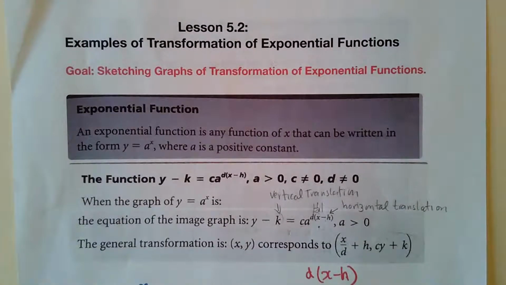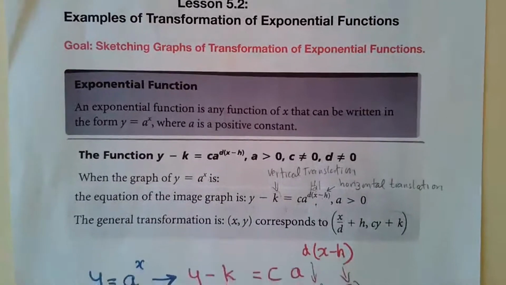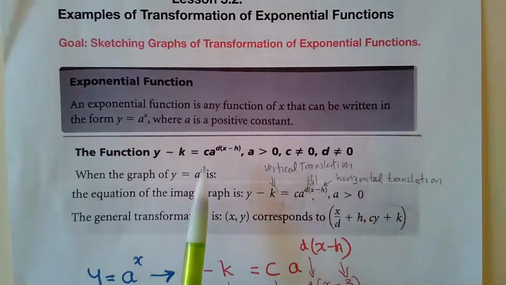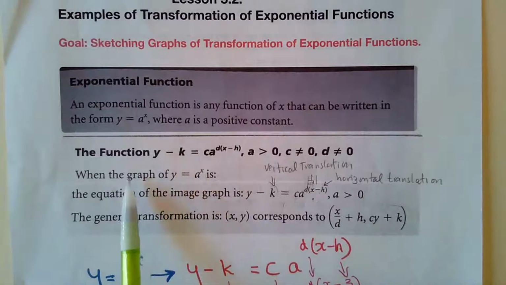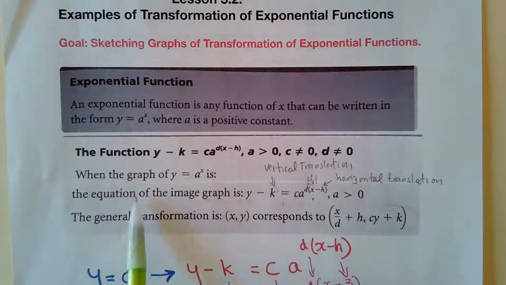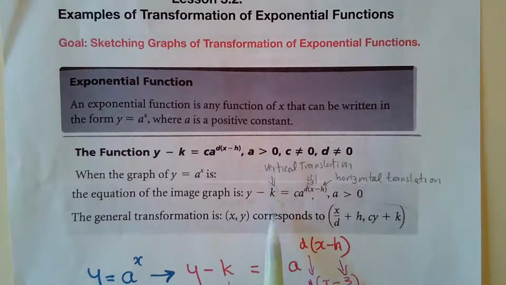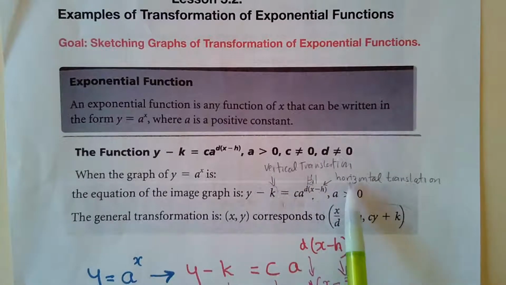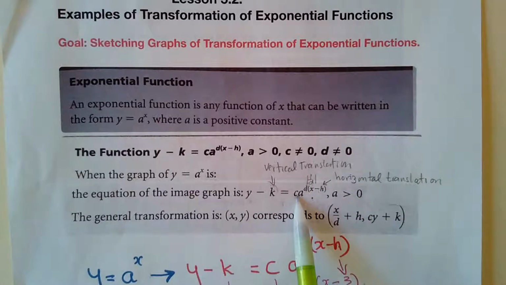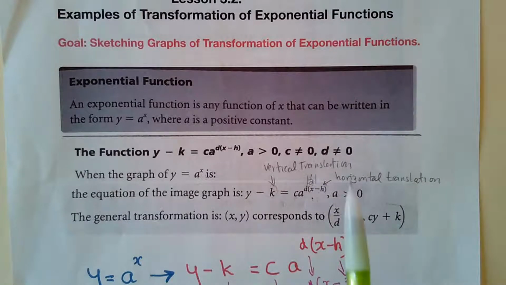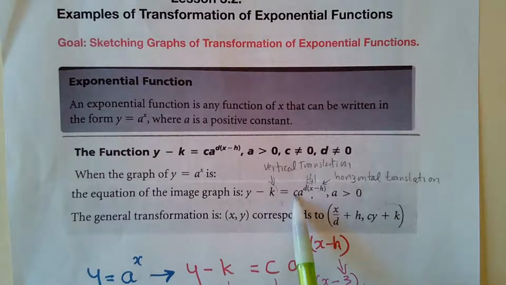Then we looked at transformations, and this is what we did in the past lesson. If you have a graph y equal to f(x), the equation of its image is y minus k, which is a vertical translation, the vertical shift up or down. Then we have c, which is your vertical compression or stretch, by a factor of c.